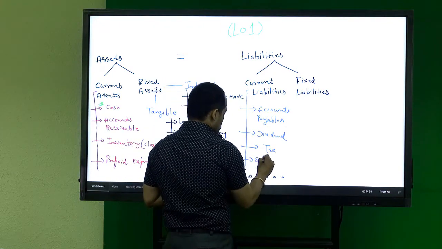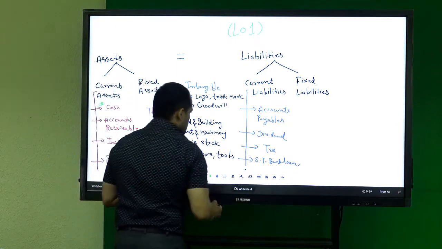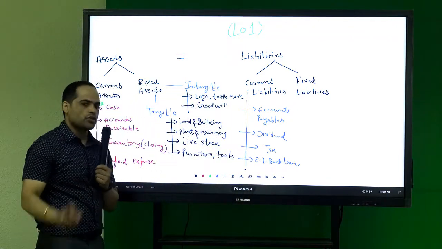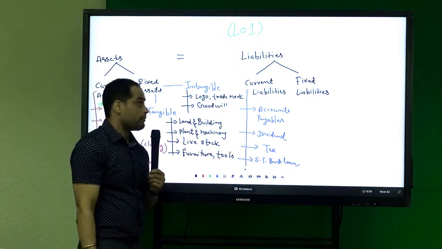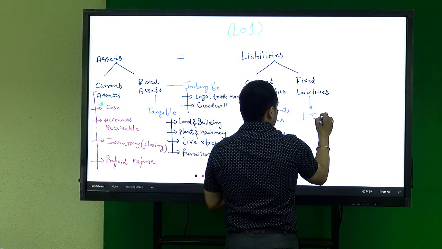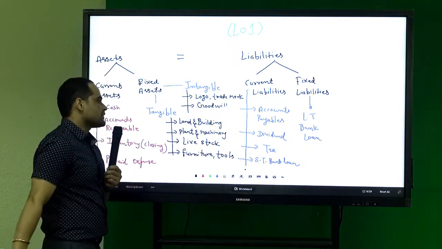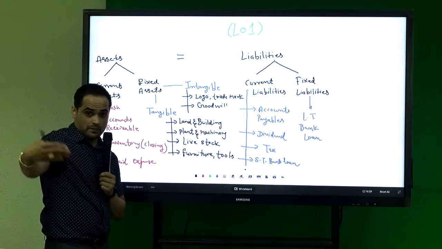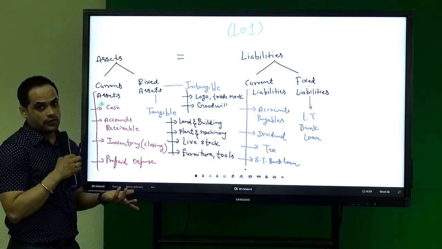This one is a short term bank loan. Short term bank loan means we borrow from the bank for a shorter period of time, maximum one year. That's also a bank loan, and that's also a current liability. Now next is the long-term bank loan. The company borrowed money from the bank for a longer period of time, and the company has to pay interest year by year. So that bank loan is your fixed liability.